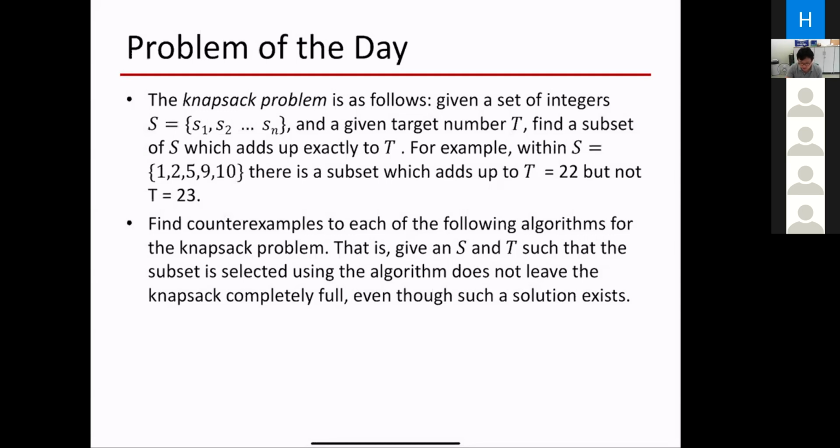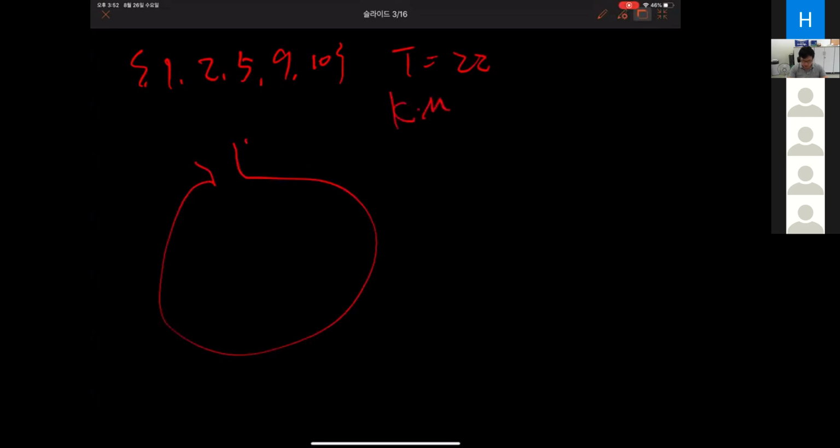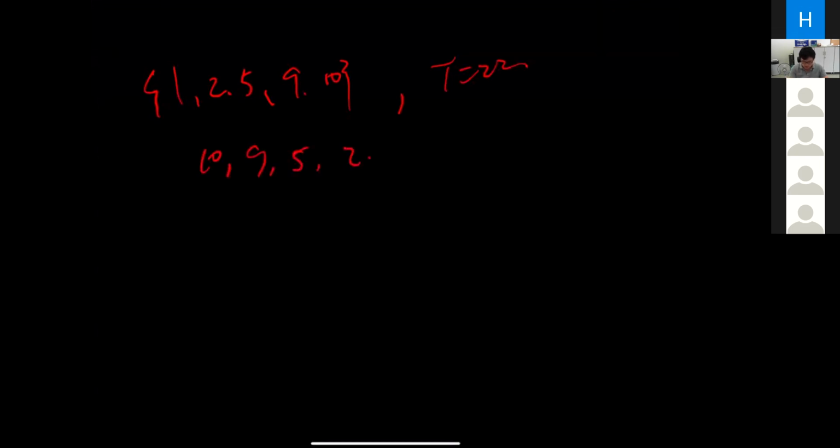Let's solve the first one first. Okay, my set is 1, 2, 5, 9, 10. The goal is 22. So you have a knapsack, and Kwangmin's algorithm is to pick the largest. So I sort the biggest one up, largest to smallest, from 1, 2, 5, 9, 10. Our target is 22. What he's going to do is sort largest first: 10, 9, 5 to 1, and pick one. Then adding up, okay, then 5 is adding up. Then it is not satisfied.